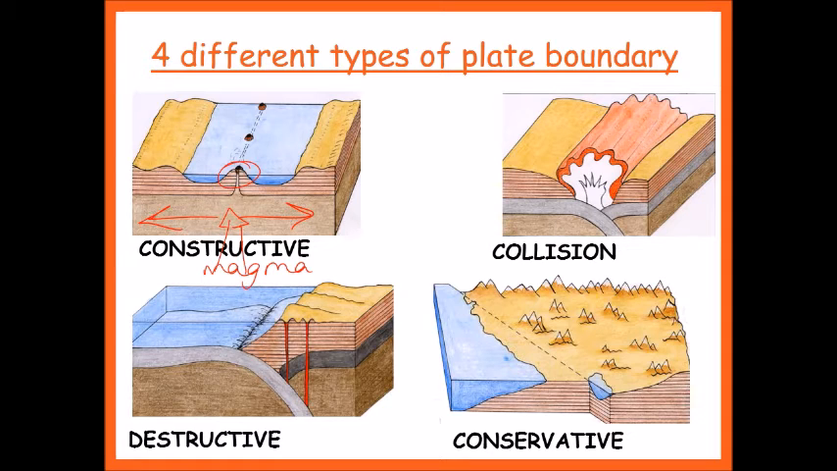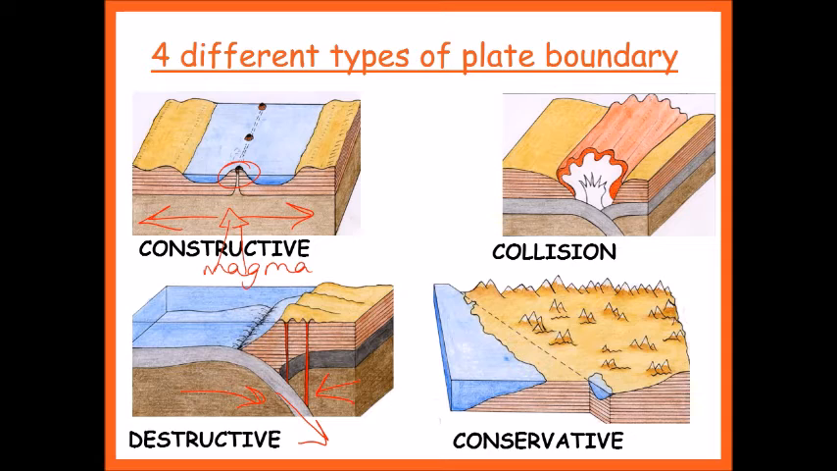So the rock here cools and forms new rock. So the magma cools and forms new rock. When we have a destructive plate boundary, the plates are moving towards each other, and this destroys the crust because it sinks down into the magma down here and it melts. So that hard rock is melting into molten rock.